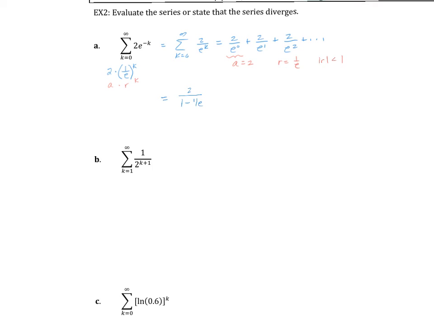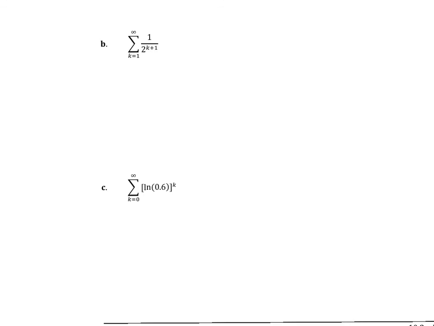Now typically we don't leave our answer as a complex fraction, so if I simply multiply top and bottom by e, I get 2 times e over e minus 1. I personally don't care which one you write as your final answer, but again, my lab might get a little bit picky if you leave an improper fraction. Why don't we look at another example?